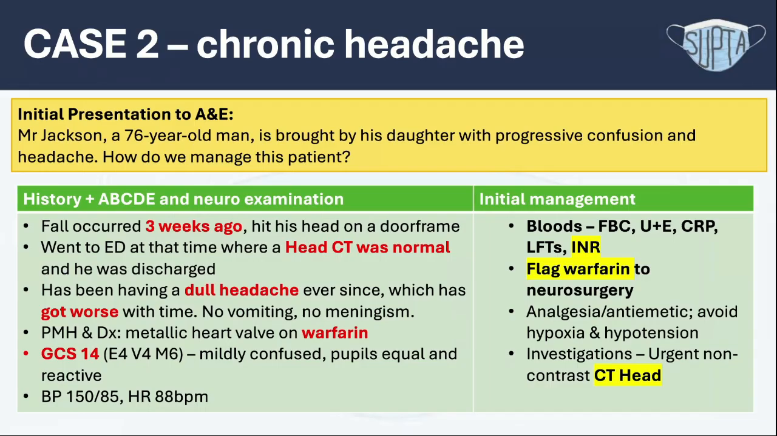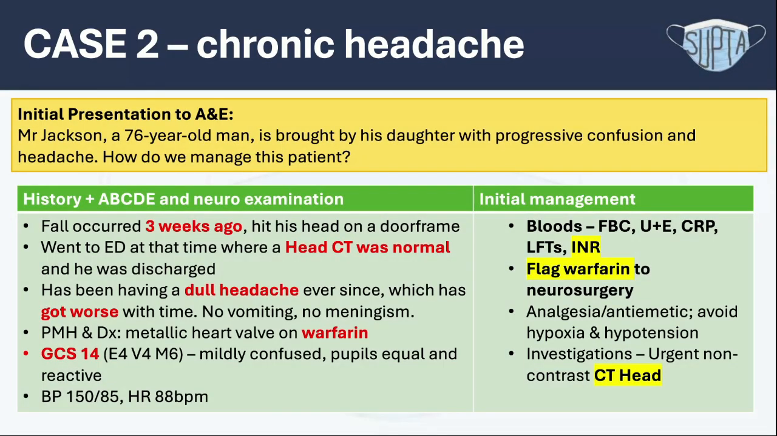This is Mr. Jackson, a 76-year-old man who's been brought in by his daughter with progressive confusion and headache. Straight away, this feels quite different from the first case because this is not a sudden dramatic deterioration after a recent injury. This sounds more gradual and more insidious. Looking at the history, he had a fall 3 weeks ago and hit his head on a door frame. At that time, he went to the emergency department and had a CT head. It was reported as normal, and he was discharged.